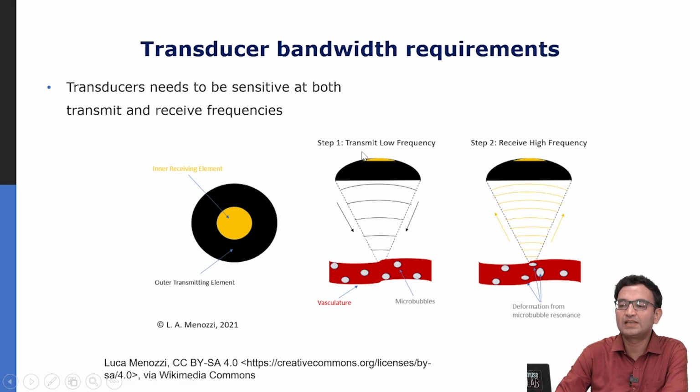One element is capable of transmitting at low frequency, and the other element, the inner element, is receiving at high frequency. So this is an example from Menzoni et al. But what is interesting here is that you need to have microbubbles which are carefully fabricated. You need to have the right signal processing approach, and you also need to have the right hardware and instrumentation to be able to do microbubble imaging or contrast enhanced imaging.